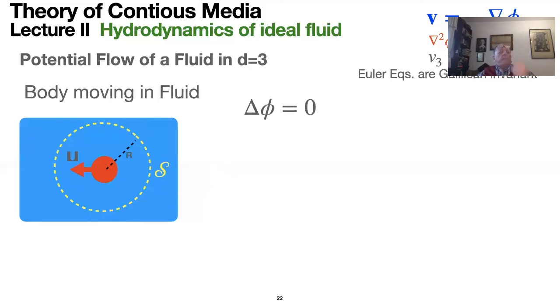So we have a Laplace equation, and we are looking at the solution of the Laplace equation in a three-dimensional world. Because the fluid is, as I said, infinite, and the motion of our body is local, a little object which moves locally, it is natural to assume that far, far away from that red body, the velocity and also the velocity potential decay to zero. So we are looking at the solution of a Laplace equation which vanishes sufficiently fast at infinity.